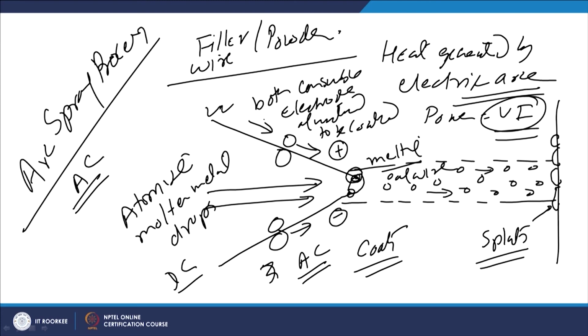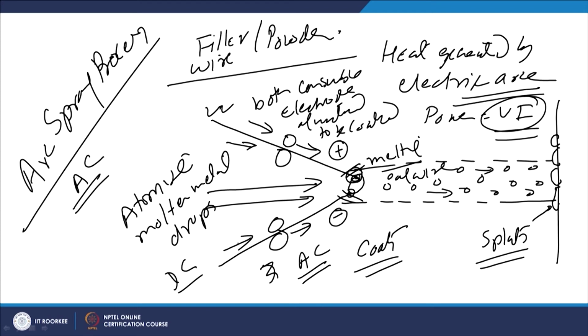So, to avoid this difficulty, AC is used, because in case of AC the polarity keeps on changing after every half cycle, and therefore an equal amount of heat is generated on both sides of the arc, and that in turn facilitates the melting of the electrodes or the wires at the same rate, and therefore we are in a position to feed both the wires at the same rate.